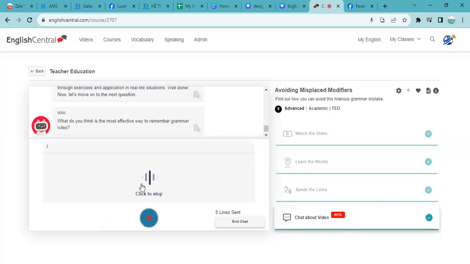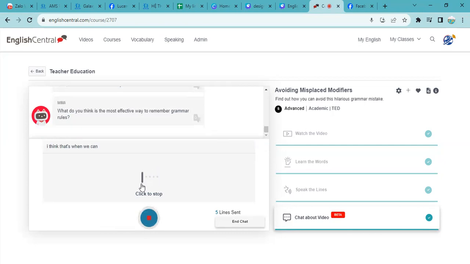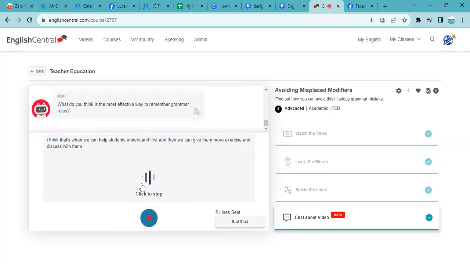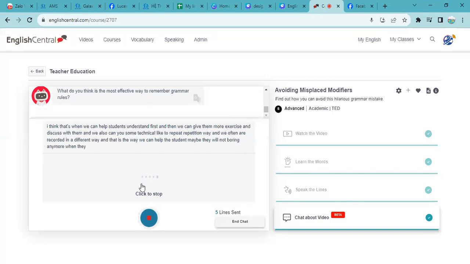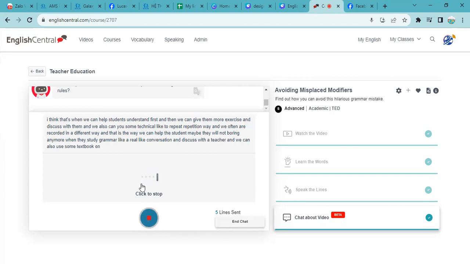I think that when we can help students understand first, and then we can give them more exercises and discuss with them. And we also can use some techniques like repetition, and we often recall this in a different way. That is the way we can help the students. Maybe they will not be bored anymore when they study grammar, like real conversation and discussion with the teacher. And we can also use some textbooks or pictures that have already been prepared for the grammar lessons.